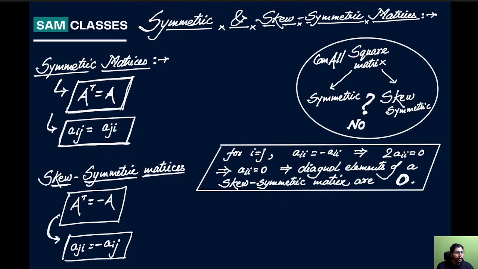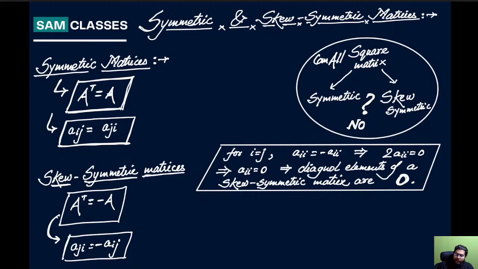Now, one very good question that we'll ask you all in the next class. Do tell me the answer of this one. Can all square matrices be divided into two types, that is symmetric and skew-symmetric? If yes, then why? If no, then why? A question to think. Okay? Can all square matrices be divided into two parts, symmetric and skew-symmetric? If yes, then why? If no, then why? Okay? Clear?